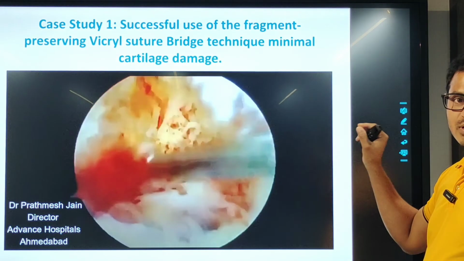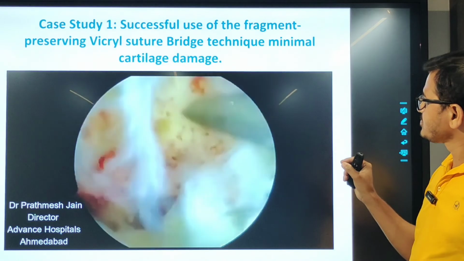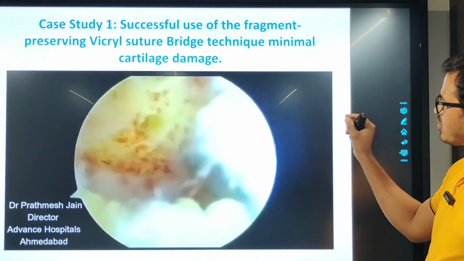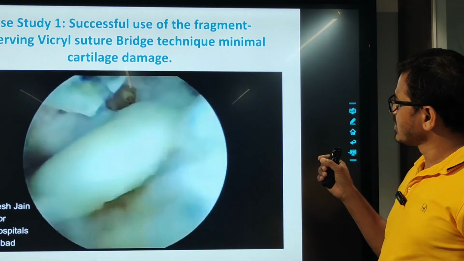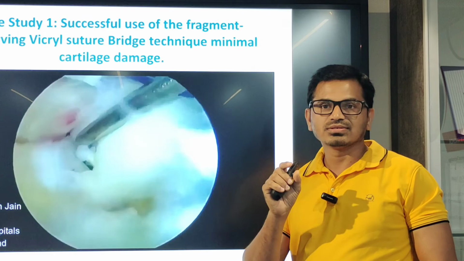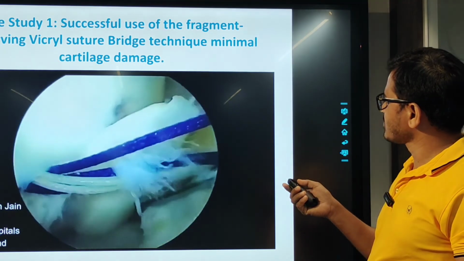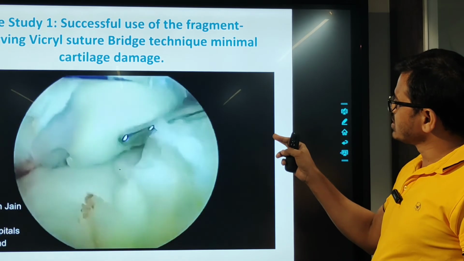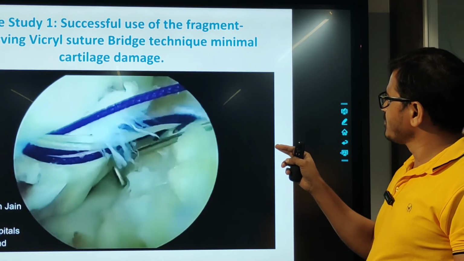Before that, we have to make micro punctures to enhance the healing. We are doing micro punctures, micro fractures. We know that bone marrow has the growth factors that enhance the healing. Now we are reducing that osteochondral fragment with a probe temporarily.